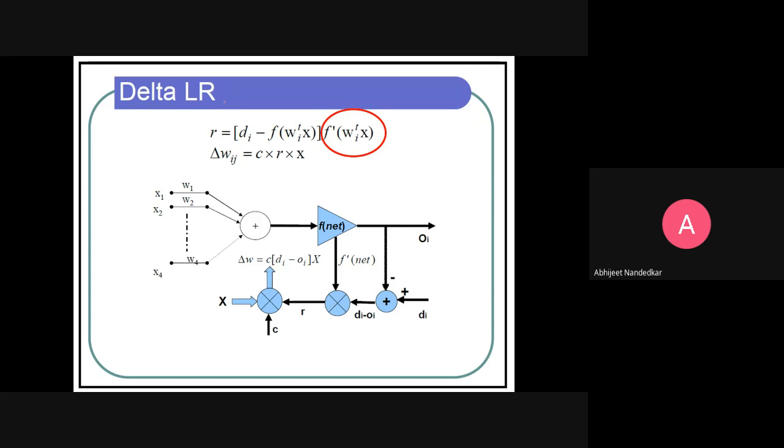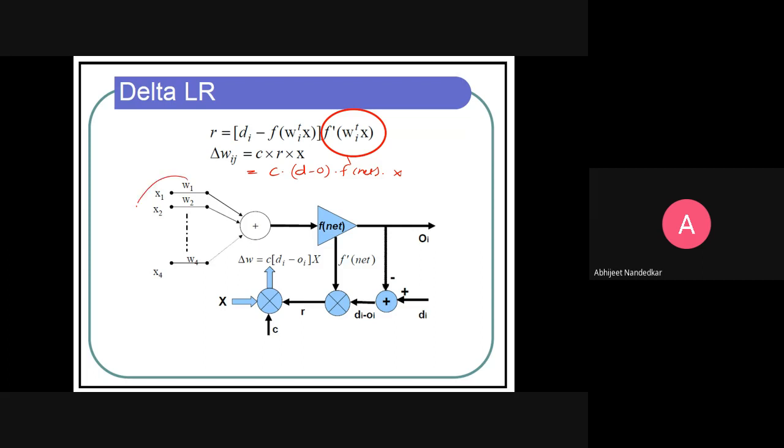Now we are revisiting the delta learning rule, which is r equal to d minus o, where o is the output, into f dash of net, or f dash of output. So the complete change in weight is given by c into d minus o into f dash of net into input, that is x. Now we have seen what the delta learning rule is in previous classes.